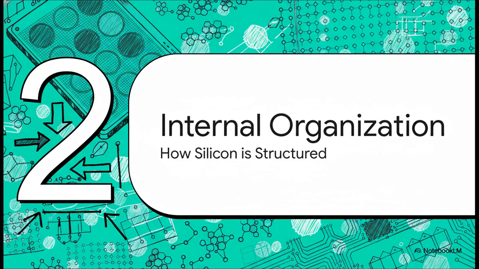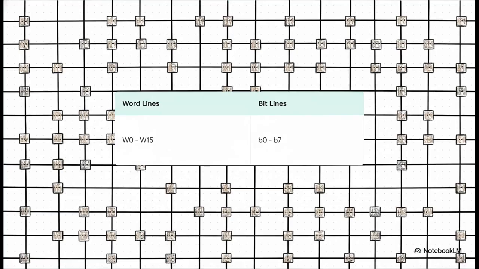Let's zoom in microscopically and look at how this silicon is actually structured inside the chip itself. I want you to think of the internal memory circuit like a highly precise grid. In a standard 16 by 8 array, you've got 16 word lines, numbered W0 to W15, intersecting with 8 bit lines, B0 to B7. And each specific cell at these intersections holds exactly 1 bit of information.